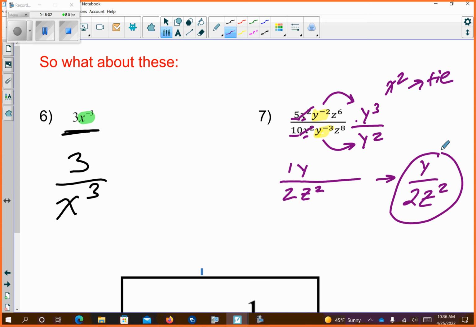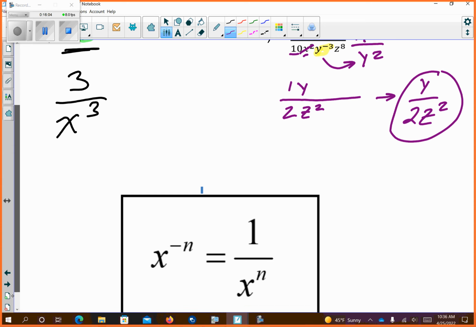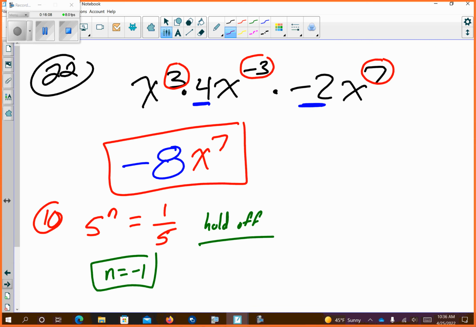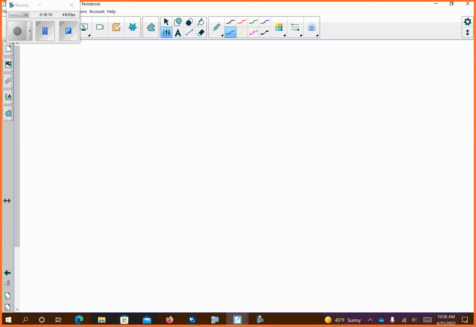Everyone doing okay? So the general rule is here. All right, let's work some problems. All right, I'm on page 185. You still with me on this adventure? Let's look at problem number 1.